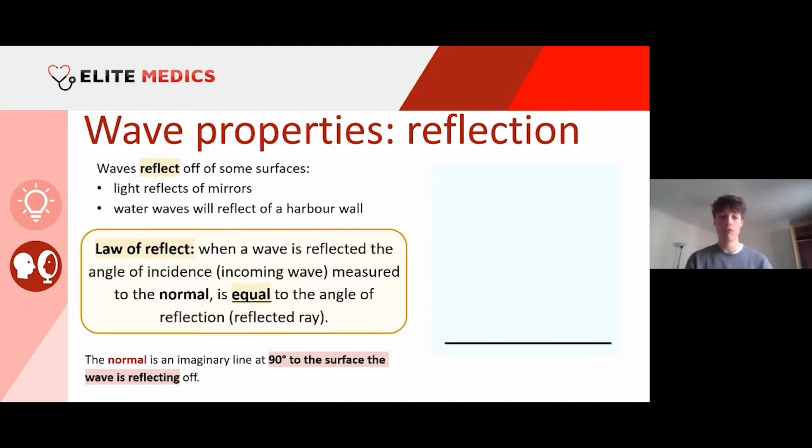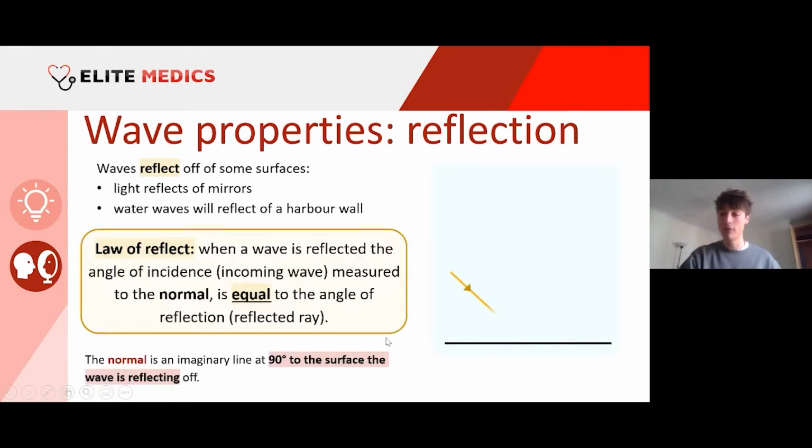So what's the law of reflection? So when a wave is reflected, the angle of incidence, so incidence is the incoming wave, measured to the normal, is equal to the angle of reflection, so the reflected ray. We've defined what the normal is before. The normal is an imaginary line at 90 degrees to the surface the wave is reflecting off.